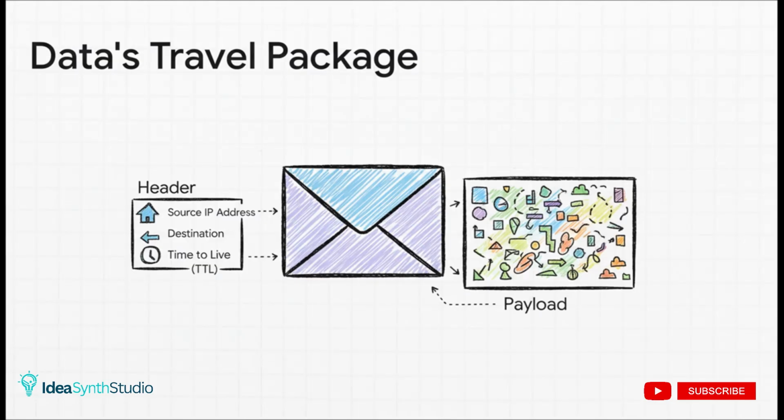So we've got the addresses. Cool. But how does the data itself actually travel? Well, it gets bundled up into something called a packet. The easiest way to think of it is like a digital envelope. The header on the front has all the critical delivery info, the source and destination IP addresses, while the payload inside is your actual data.